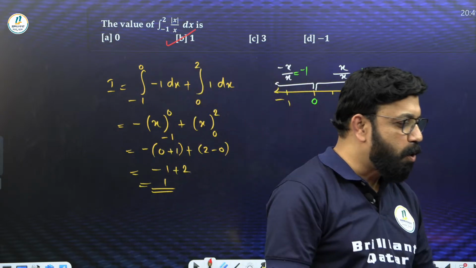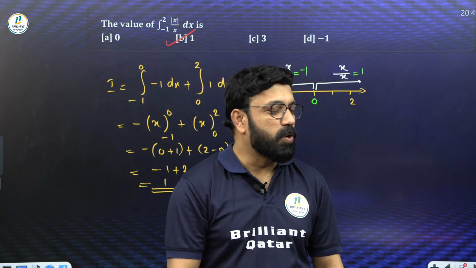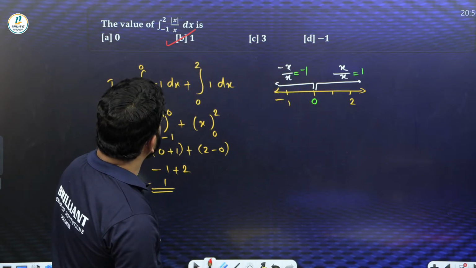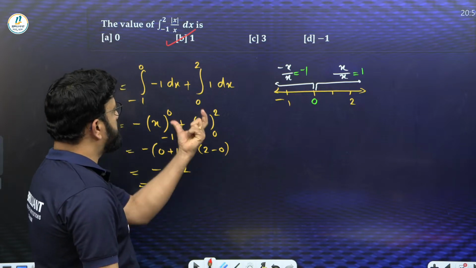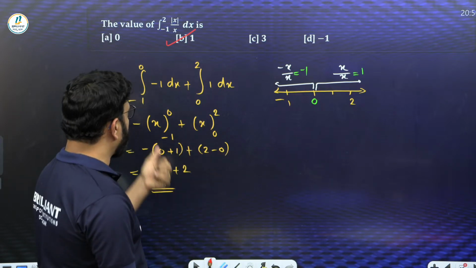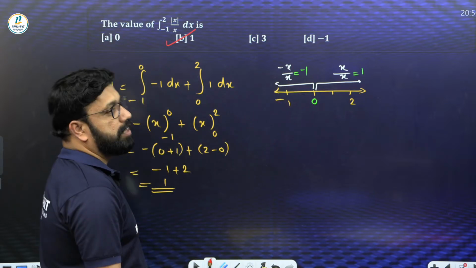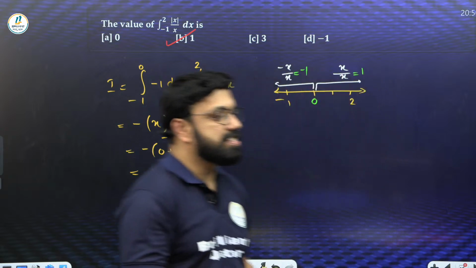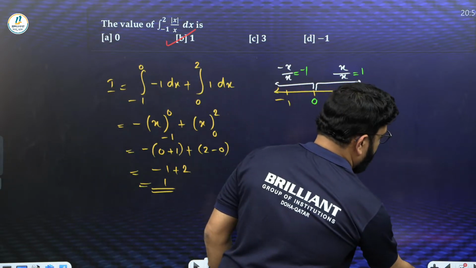Some students made a mistake, I think. Please correct it. I hope you saw the same question in the paper. Minus 1 to 2, how can we split and write it? The answer is 1 only, no need for confusion. If you made a mistake, please understand and correct it. B is the right answer. Move to the next one.